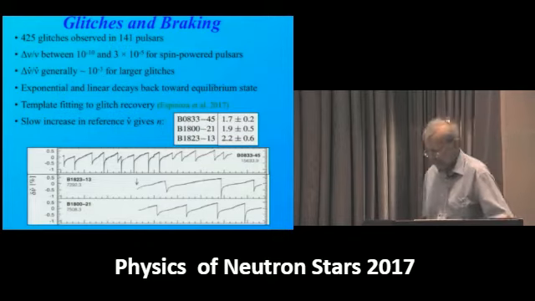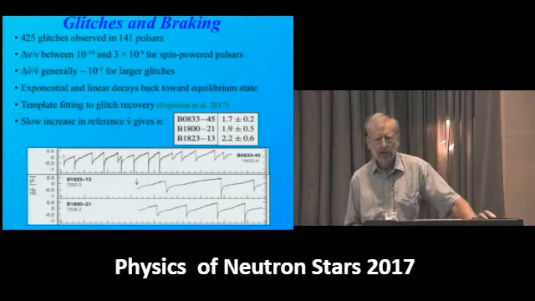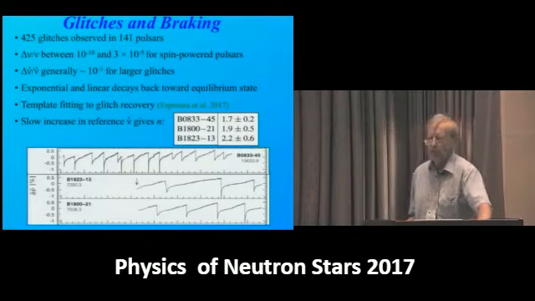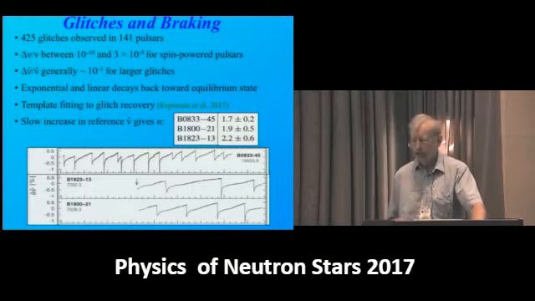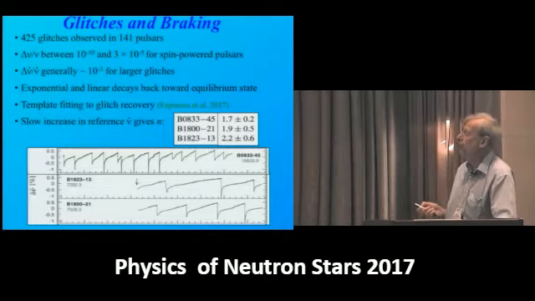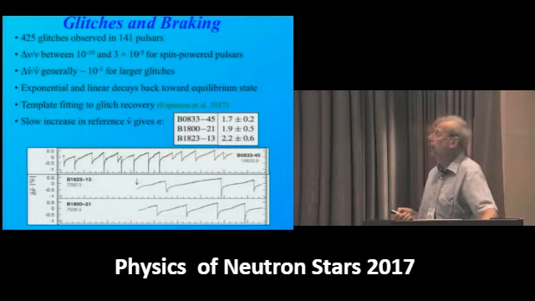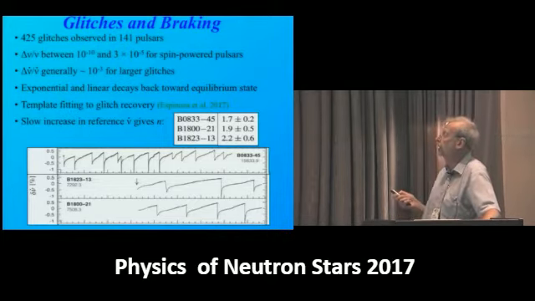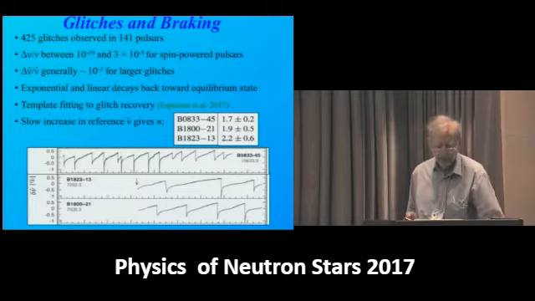So most of you will know about glitches. These are sudden spin-ups in the pulse frequency. There have been 425 glitches observed in 141 pulsars. That's at least according to our ATNF catalogue list.